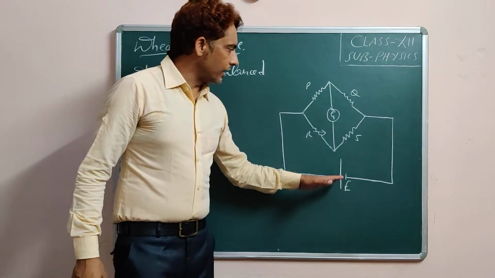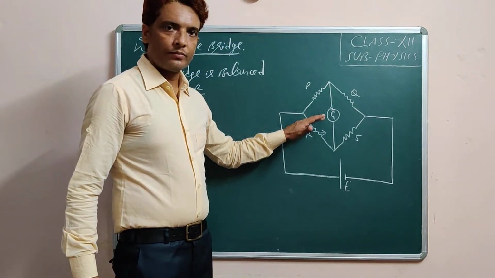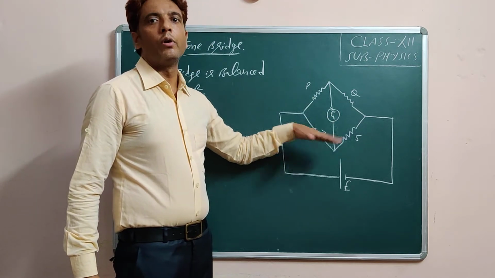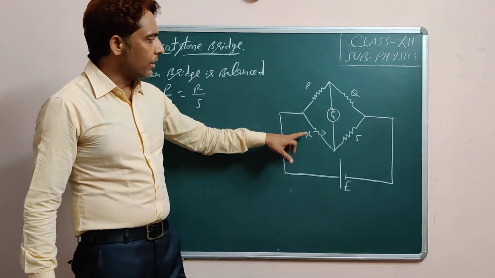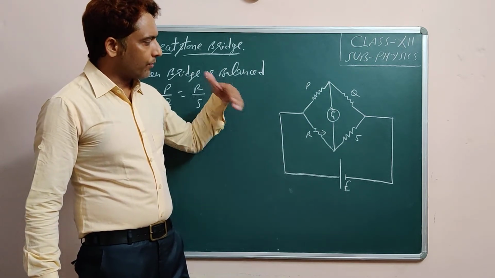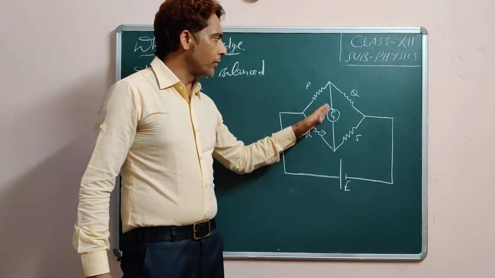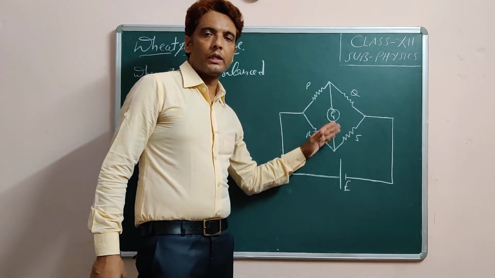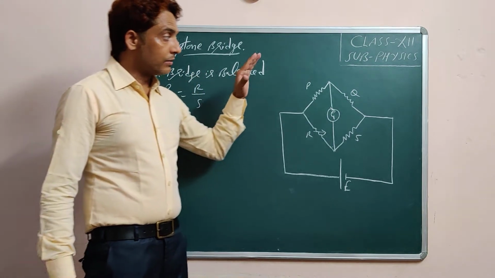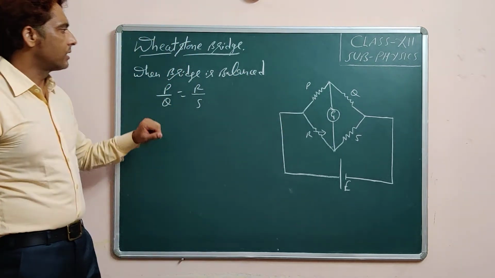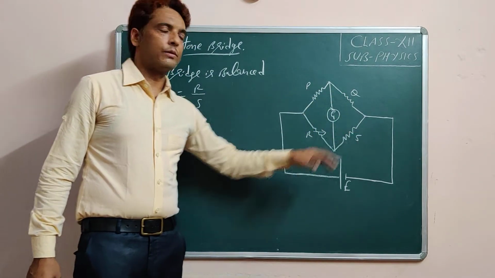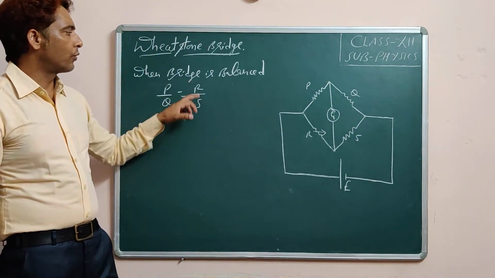Actually, when we apply EMF across this circuit, for a certain value of P, Q, R and S, this galvanometer may show deflection. We adjust the value of R such that for a particular value of R, there will not be any flow of current through this galvanometer. In that state, the bridge is said to be balanced. And if this bridge is balanced, the ratio of these resistors is the same as that of the ratio of these, means P over Q is equal to R over S.